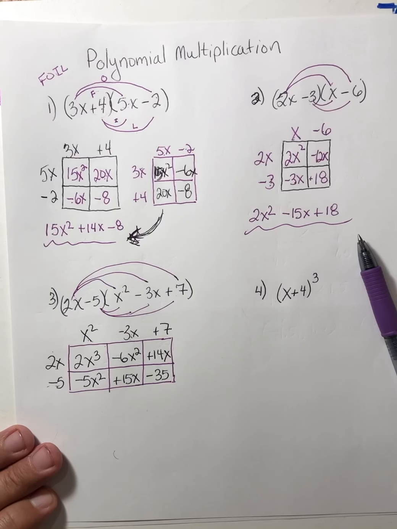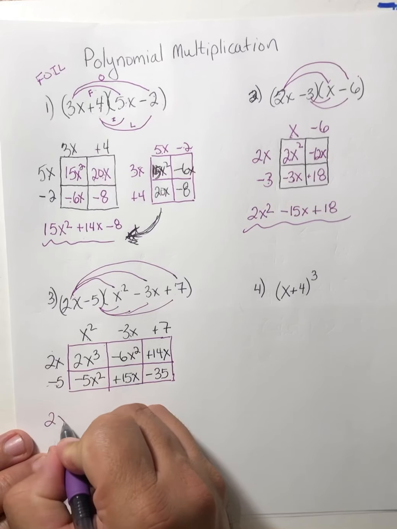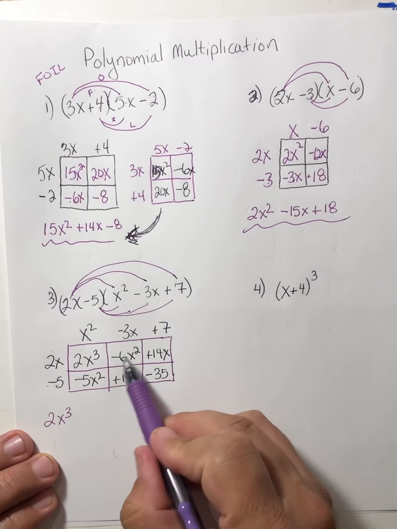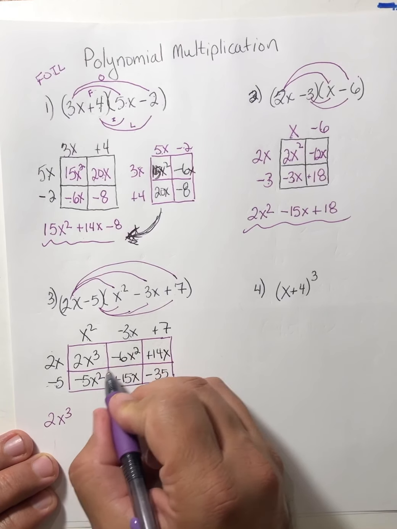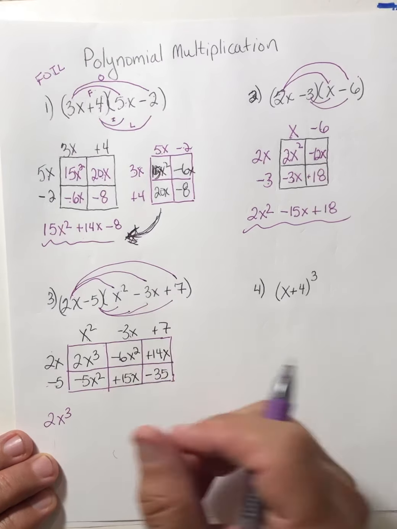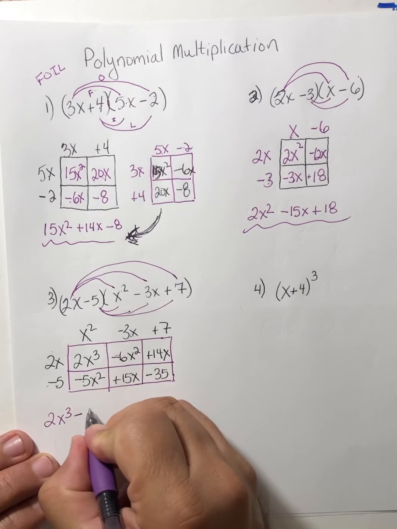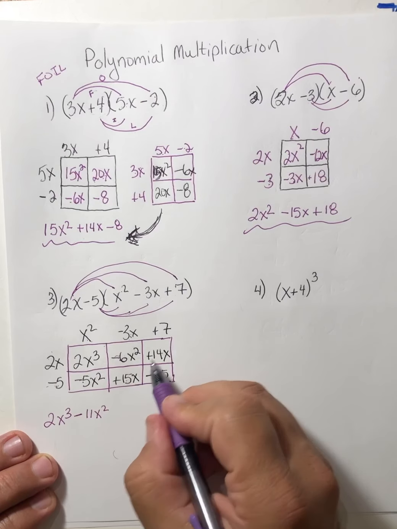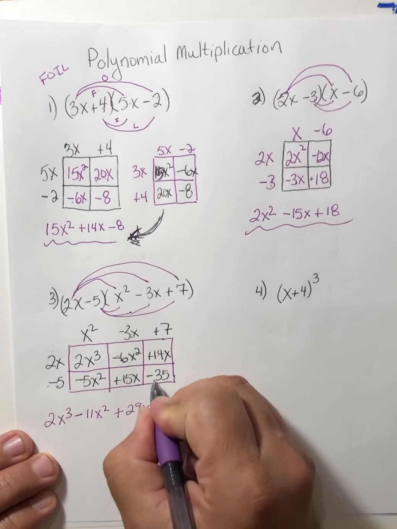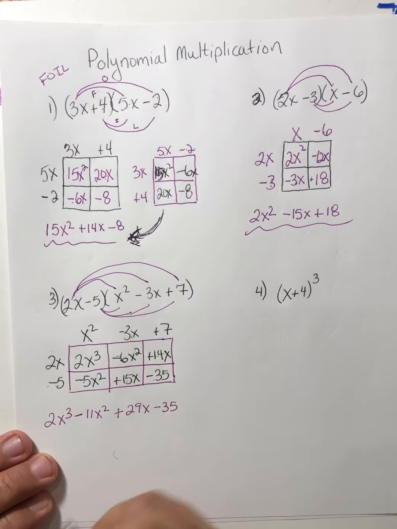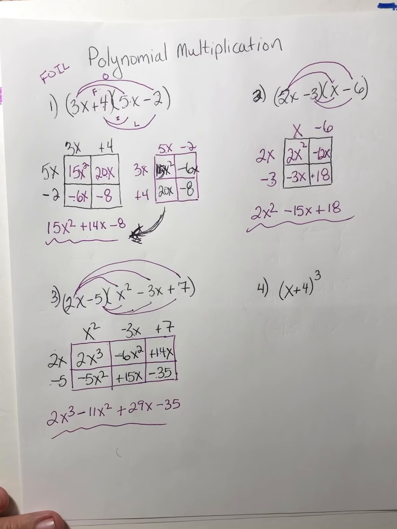And now we combine the likes. There's only one x cubed, there it is right there, so 2x cubed. Now I combine those two, negative 5 and a negative 6. Remember, when combining you add the likes. The signs are the same, so keep the sign and add: negative 11x squared. Then plus 29x and then minus 35. So we just multiplied that out using the box method, okay?